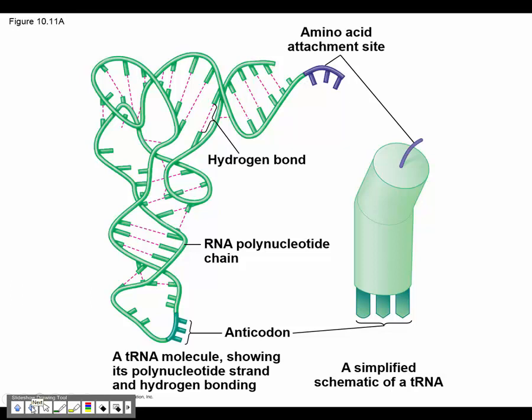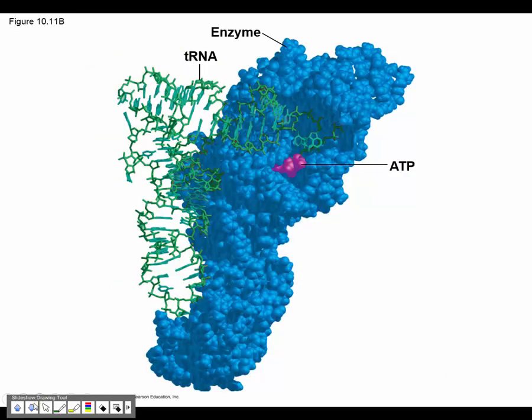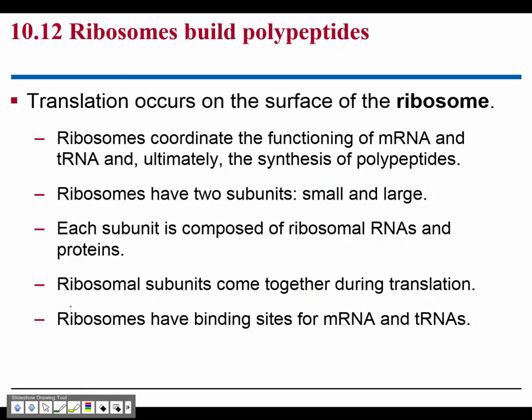Here's your graphic. So it's got that amino acid attachment site, and it's got the anticodon. And that anticodon only fits certain codons in the mRNA. And so obviously this takes energy, and that's why you have your ATP all through there. And so translation occurs on the surface of the ribosome.